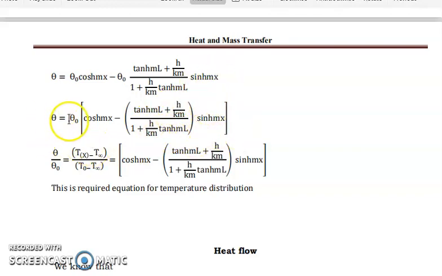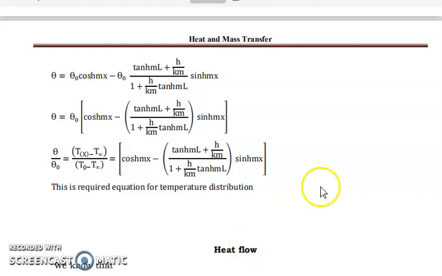So next, theta by theta naught, where theta is nothing but T of x minus T infinity, and theta naught is nothing but T naught minus T infinity, is equal to cosh(mx) minus this term as it is. So this is our required equation for the temperature distribution.